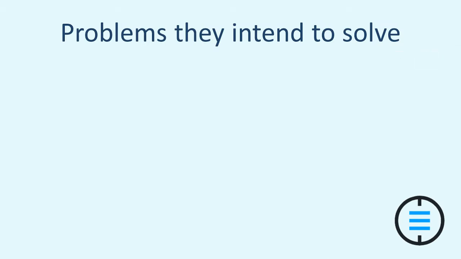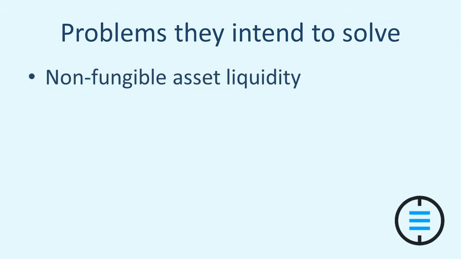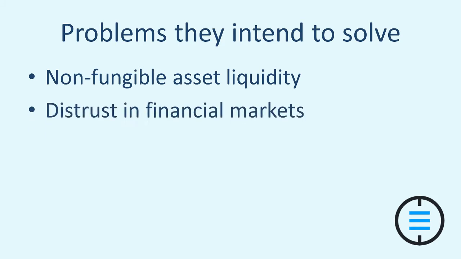So what are the problems they intend to solve with this ICO? Well, they want to tackle non-fungible asset liquidity. Now, a fungible asset is something that can be exchanged easily for something else, like gold, for example. An example of a non-fungible asset would be real estate. They want to tackle distrust in the financial markets that has everybody working for themselves and not as a unity.